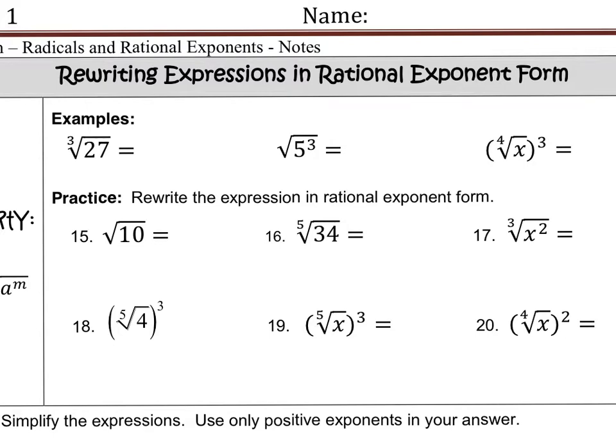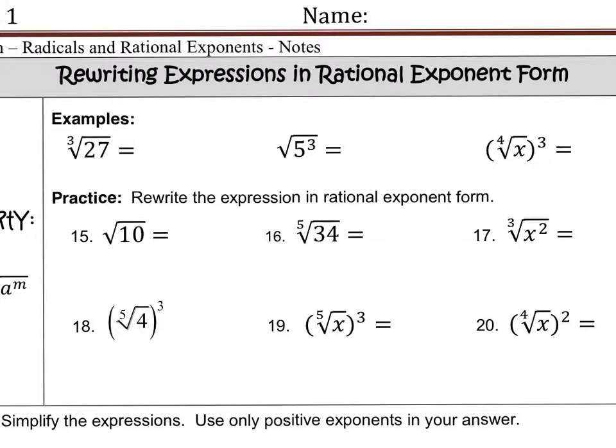Okay, welcome back to part 2 of rational exponents. So now we're going to look at what we call radical expressions, or expressions under the square root or the cube root signs, and turn them into rational exponent form.